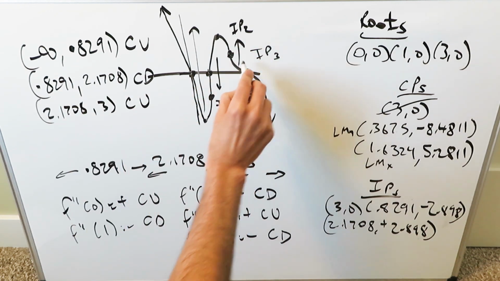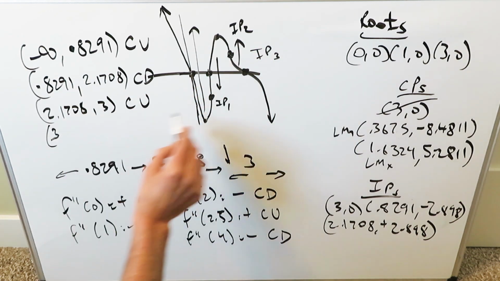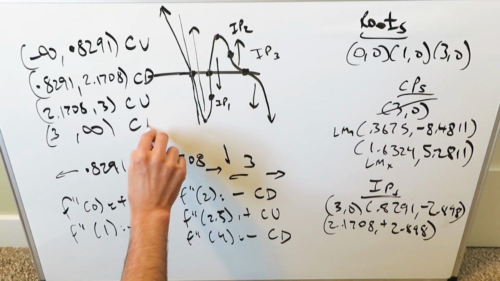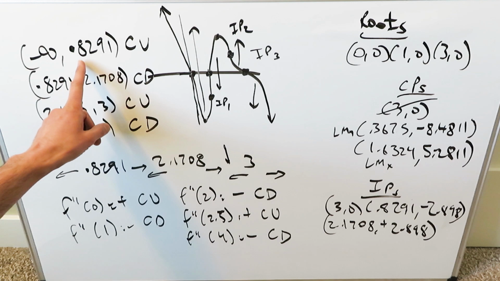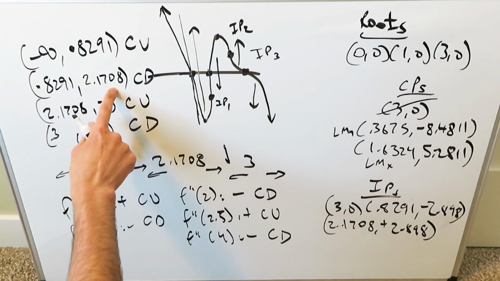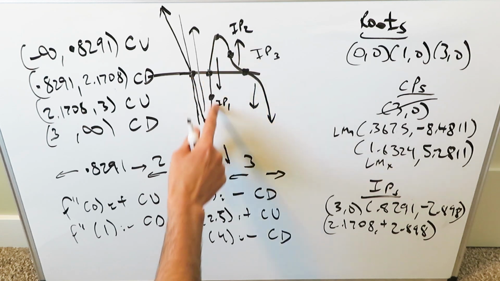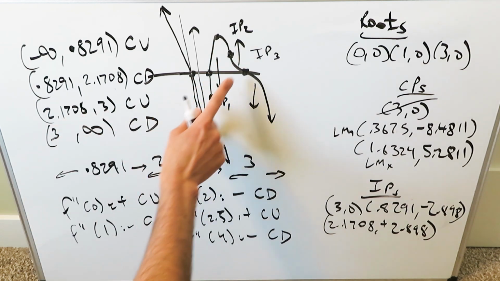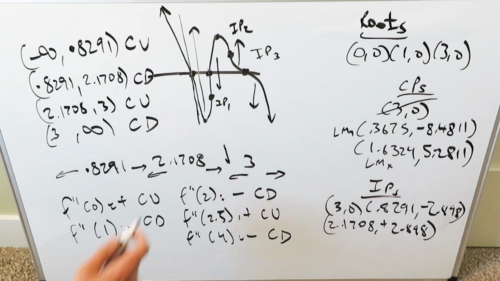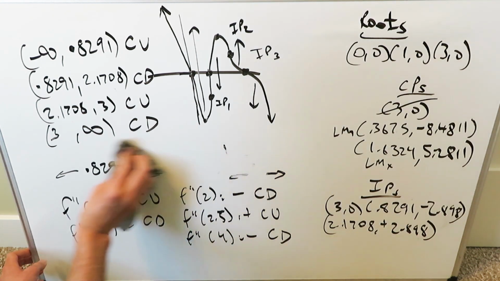And lastly, from this (3, 0) up to infinity, I have here a concavity down, and that's what it is. Minus infinity to 0.8291 concavity up, 0.8291 to 2.1708 concavity down, 2.1708 to 3, your saddle point, concavity up, and then 3 up to infinity your concavity down. We're done and everything is good. And we have everything mapped out for you.